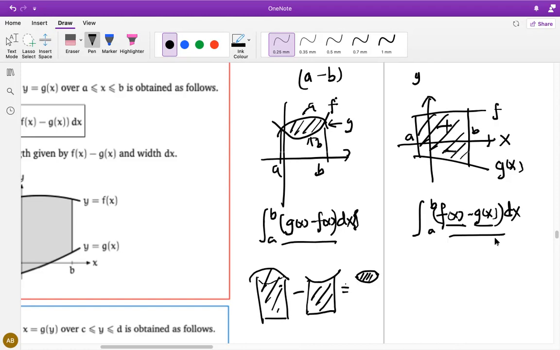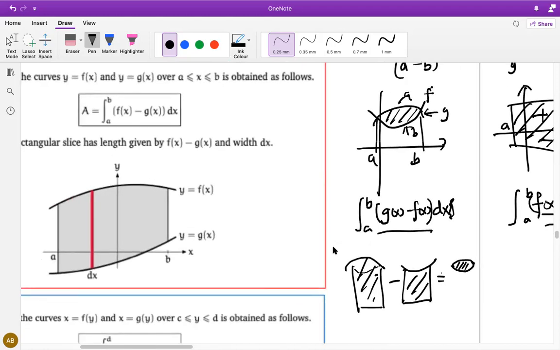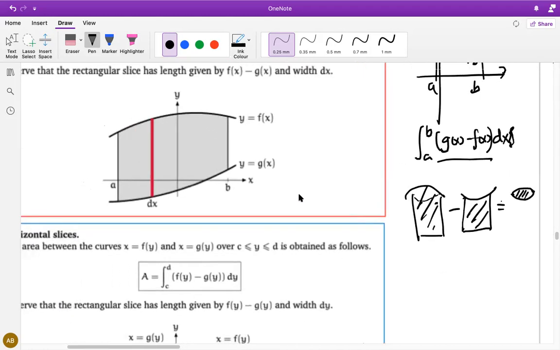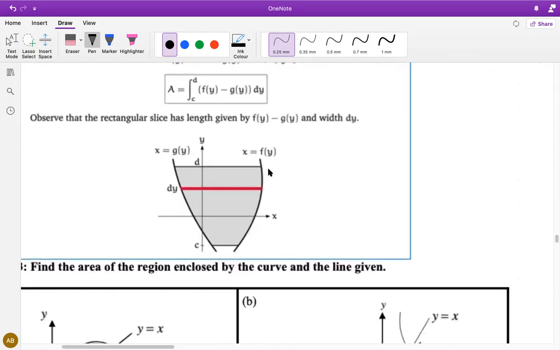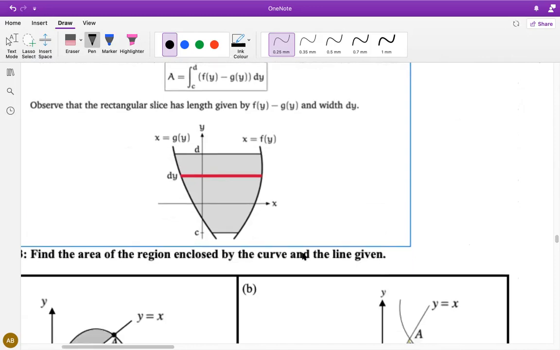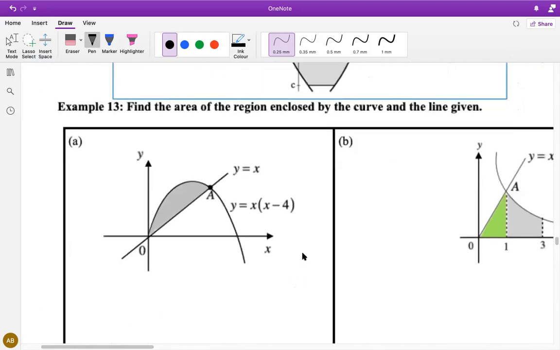Regardless, if both curves are above the x-axis, you use this formula. If one is above and the other is below the x-axis, you also use the same formula. So this one is the same. This one is like that, but this one is f(y) and g(y). Same formula.